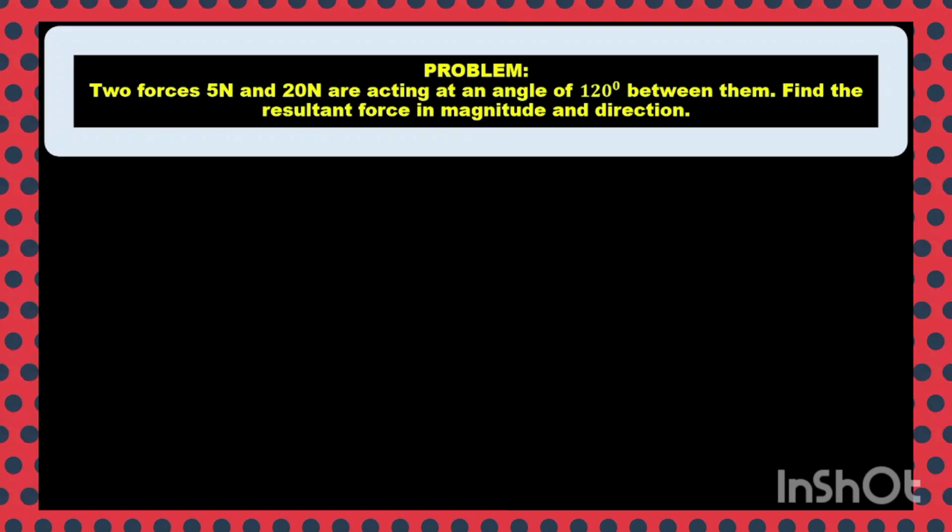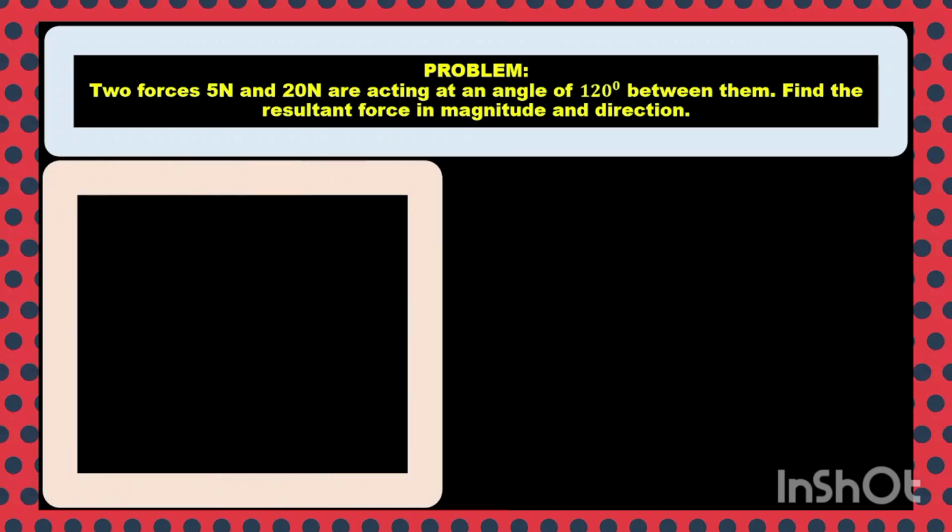One of the most vital problems. So look at the problem here. Two forces, 5 Newton and 20 Newton, act at an angle of 120 degrees between them. Find the resultant force in magnitude and direction. One of the vital problems.